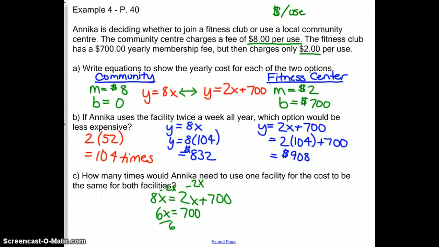Divide by 6. So I'm left with x equals about 117 days is when they would be the same amount. So anything more than 117, and she should probably go to the fitness center. Anything less than 117, and she should stay at the community center. So that would be your final answer as to when they're the same.